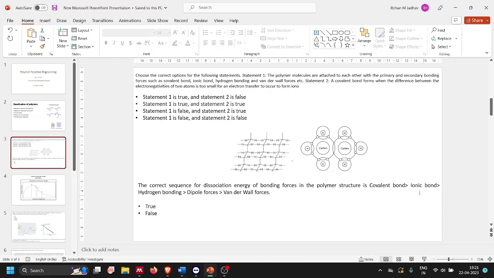Moving on to the next one, we have ionic bond. The formation of ionic bonds happens because of the lone pairs of electrons where ionic activity is very high. So because of that, they will have the second highest dissociation energy. Next, we have hydrogen bonding, which exists like this between hydrogen atoms which are present on the sides of the main backbone of the polymer. Then dipole forces, and then the weakest ones, the van der Waals forces.